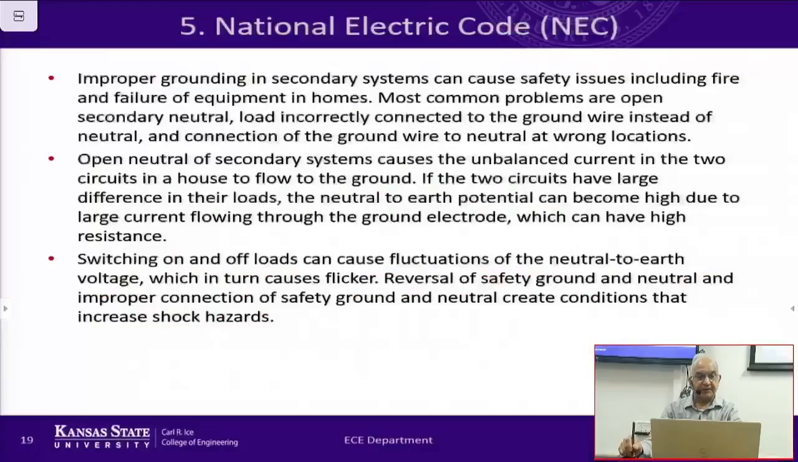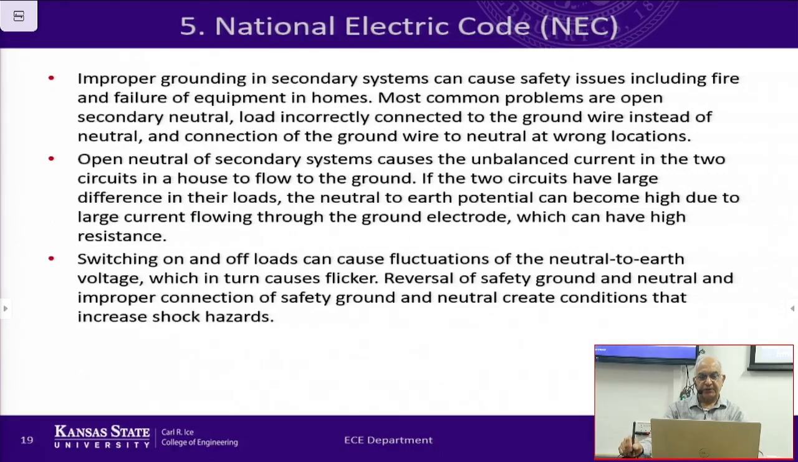Okay, so an open neutral of the secondary system causes the unbalanced current of the two circuits in the house to flow to the ground. If the two circuits have a large difference in their loads, the neutral to earth potential can become high due to large current flowing through the ground electrodes, which can have high resistance. So there are some of the issues that are important to look at here. And it can also cause switching on and off.